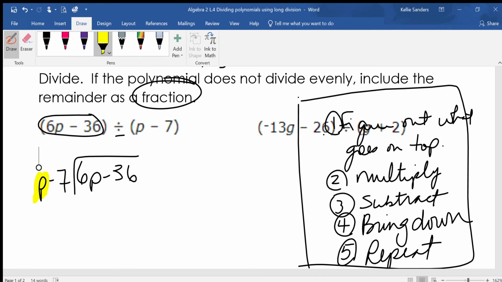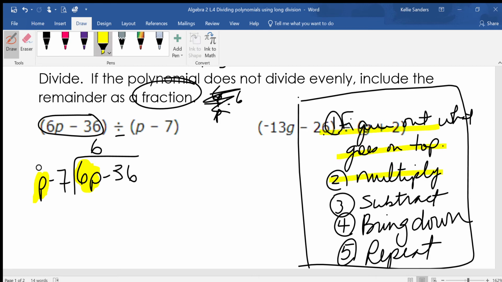We're going to look at the first thing on the outside and the first thing on the inside. There are a couple of ways I can say this. I could say 6p divided by p. Let me write that down. 6p divided by p. If the p's on top and bottom cancel out, your answer would be 6, right? Or, I multiply p by something to get 6p. If I already have the p, then all I need is 6, because 6 times p is 6p. So I figured out what is on top.